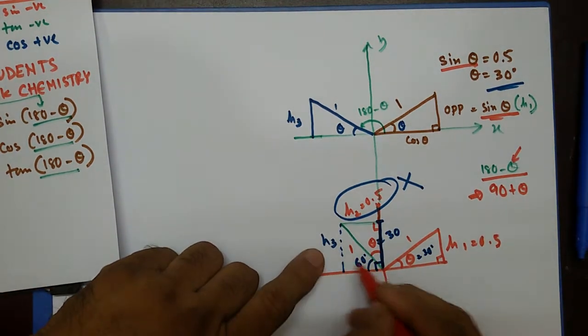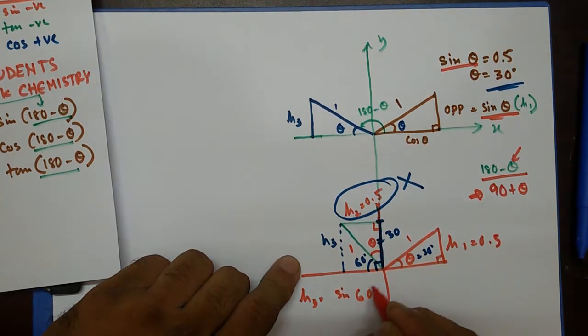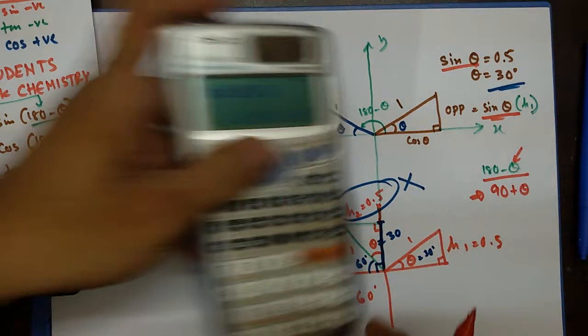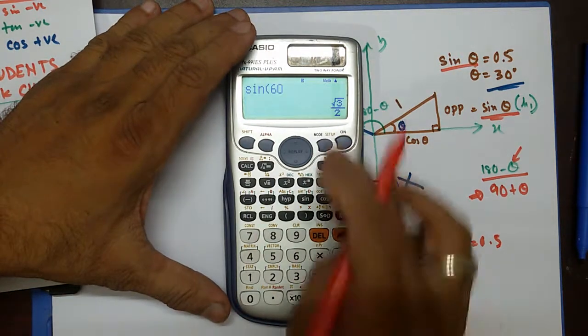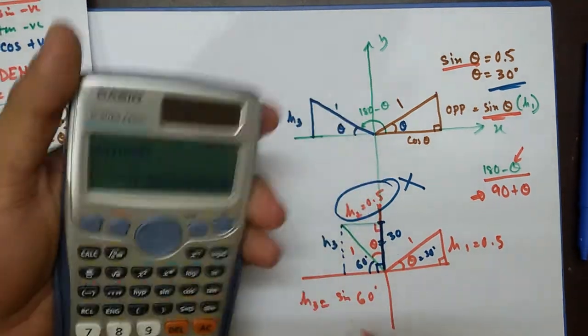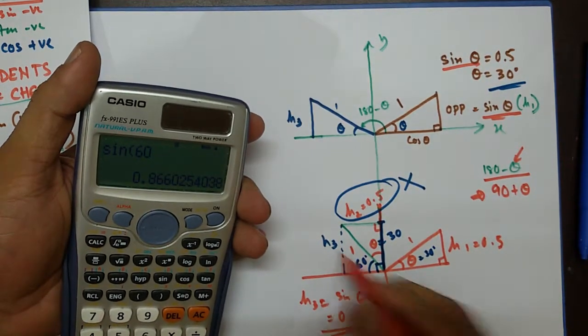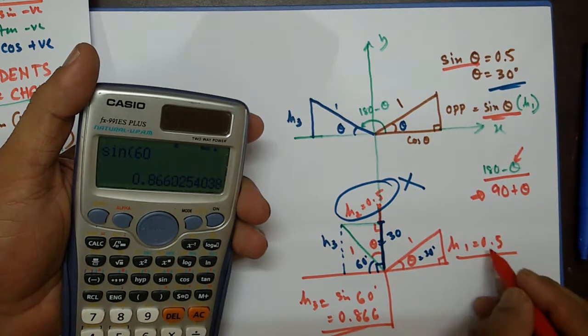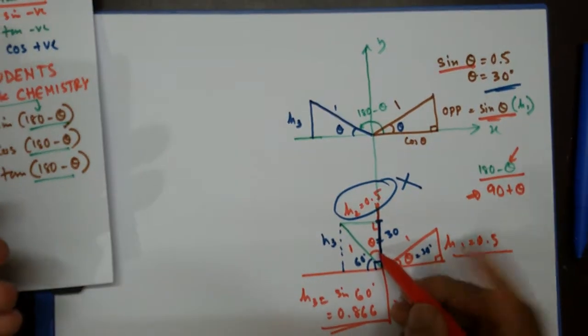Now this h3 equals sine 60 degrees. Whenever we have sine 60, it gives me root 3 by 2, or to 3 decimal places, 0.866. This is this height, and this height initially was 0.5. That's way bigger than h1, which was 0.5. So this value is not accepted.